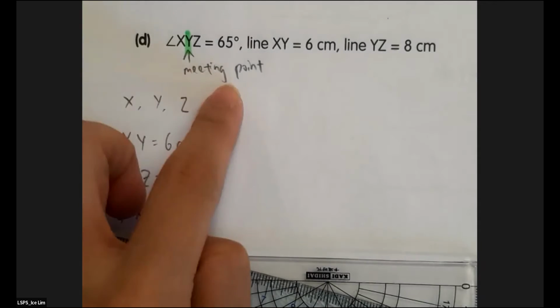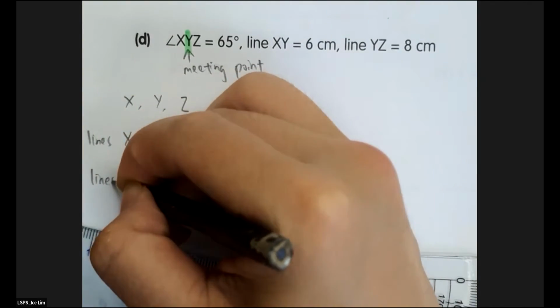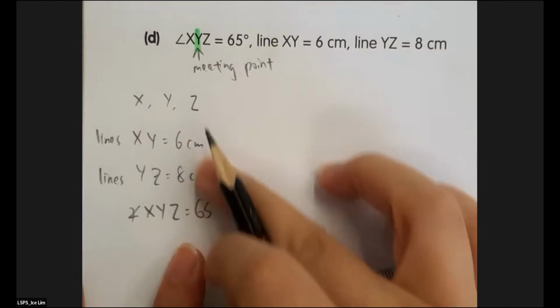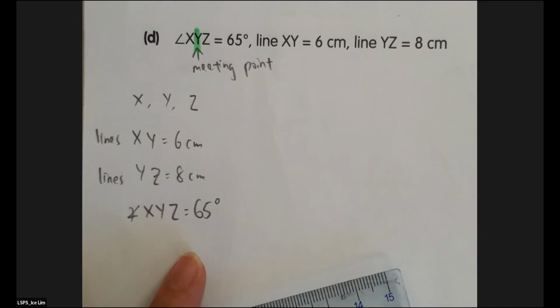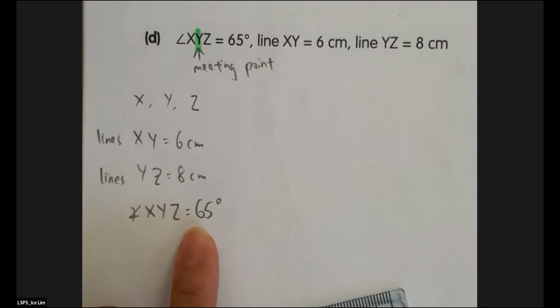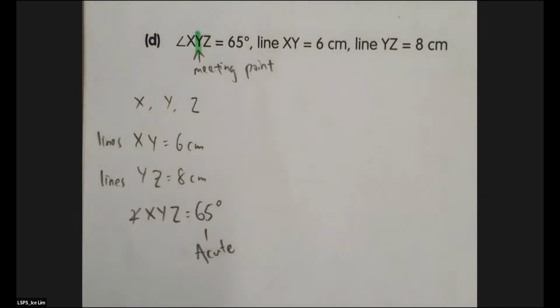You have points X, Y, Z. You have the measurements for XY and YZ. So you have the measurement for lines XY and YZ, and then you are given the size of the angle. So you need to make sure that all these are correct. YZ is the longer one, and the angle is 65 degrees. What kind of angle is this? Acute. So an acute angle is less than 90 degrees.